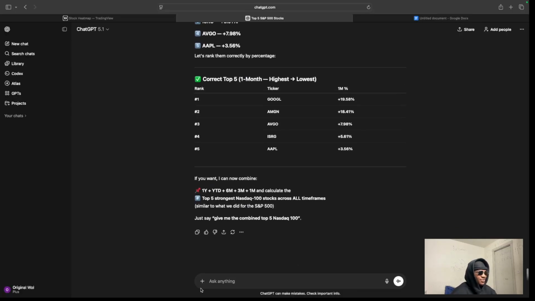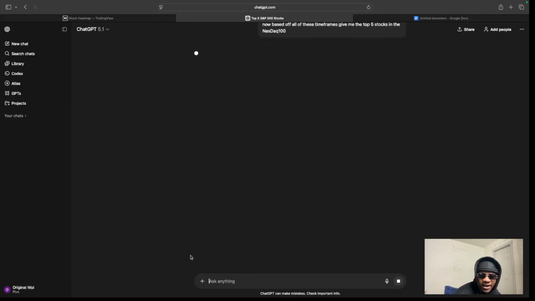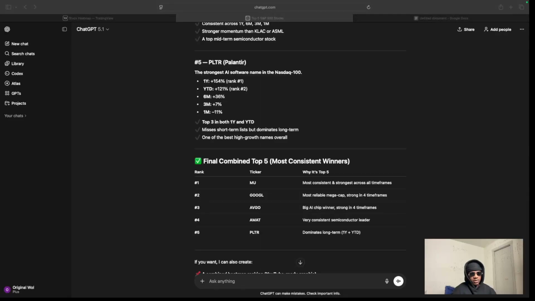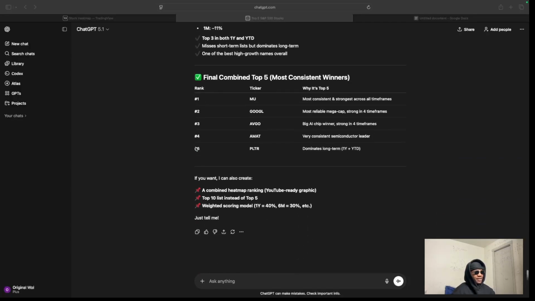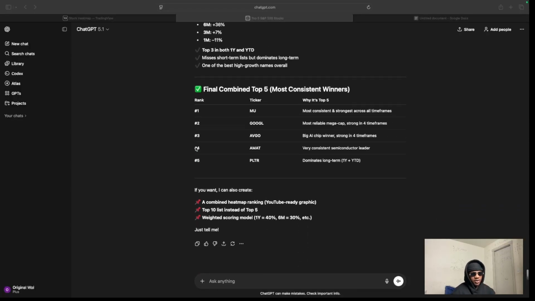Okay, now based on all these time frames, give me the top five stocks in the Nasdaq 100. Now it's gonna give me the top five, and it's gonna let you know the top five stocks in the QQQ right now running the technology. All right, really surprising me that Nvidia didn't pop its head up in there, but it's cool though. The market, I guess, is sleeping on Nvidia right now. If you look at the market cap, it's one of the biggest. So I'm keeping Nvidia as an honorable mention on my watch list.